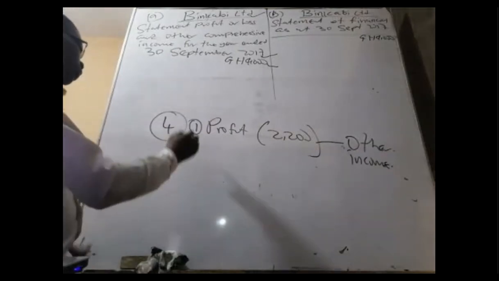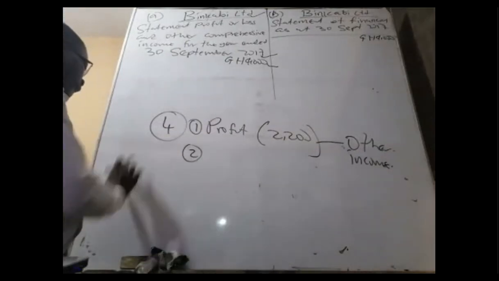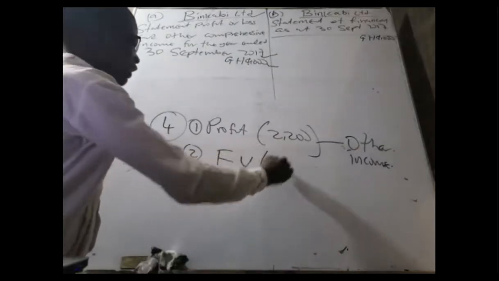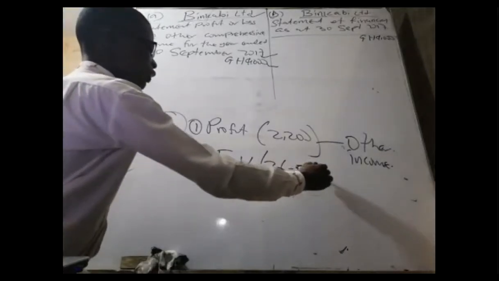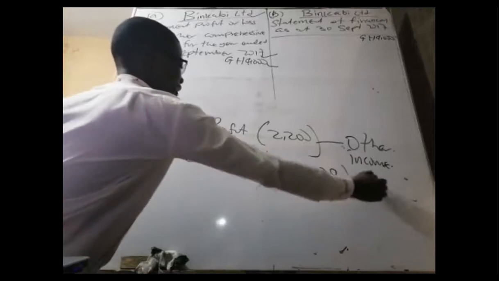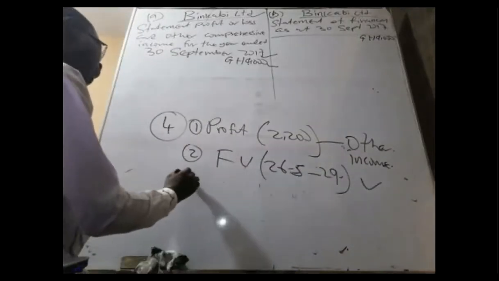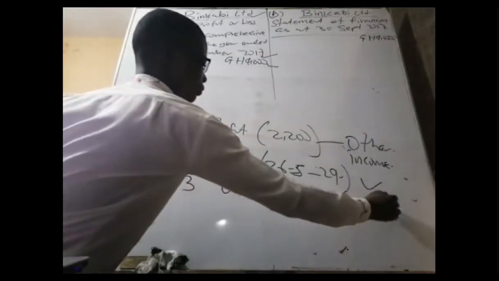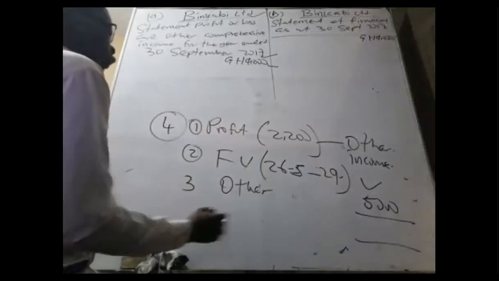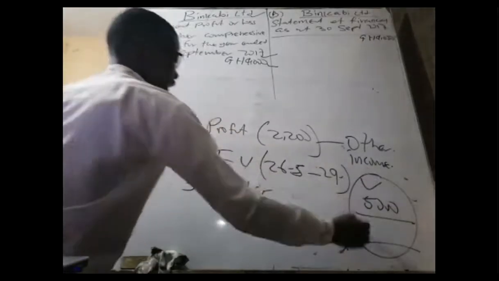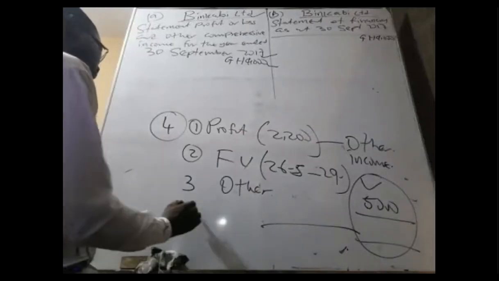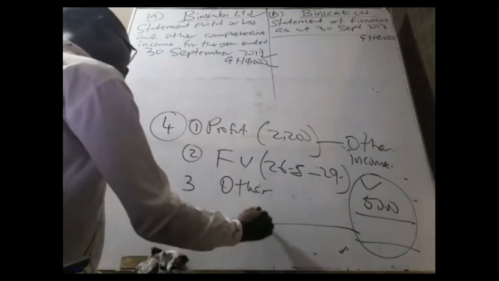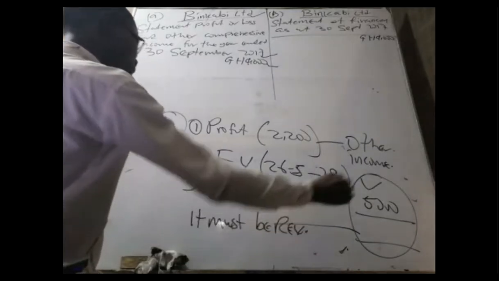Second, find the fair value gain at the end of the reporting period by comparing the 26.5 to that of 29. The figure, write it down. Again, add it to the other reserves. So other reserves, which is 5,000. When you add, you get a total. This total figure, tell the examiner, it must be reversed. How do you do that?